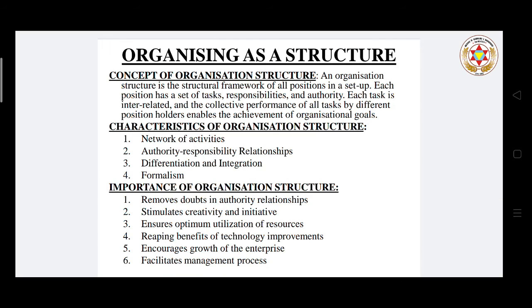Let's come to organization as a structure, which says that an organization structure is a structural framework of all the positions in a setup.